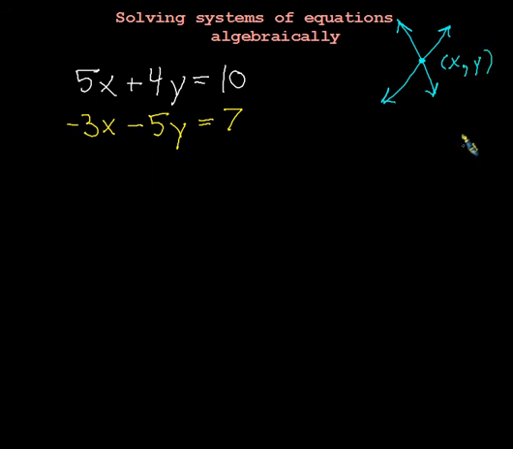Now, why is that the solution? Well, because it's the only place where you have an x and a y value that's true for this line and for this line. Anyways, let's take a look and see how we can solve for that and find it algebraically.